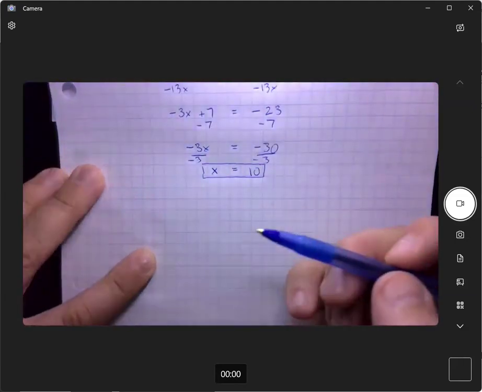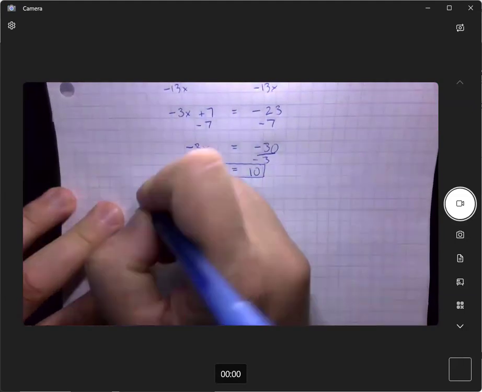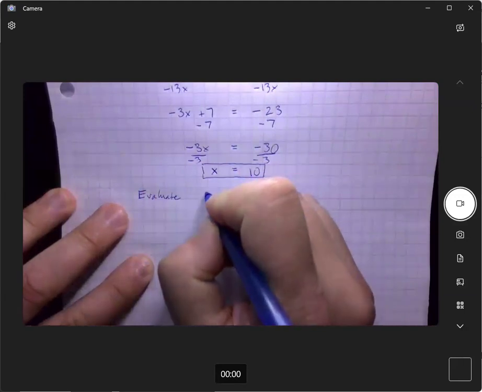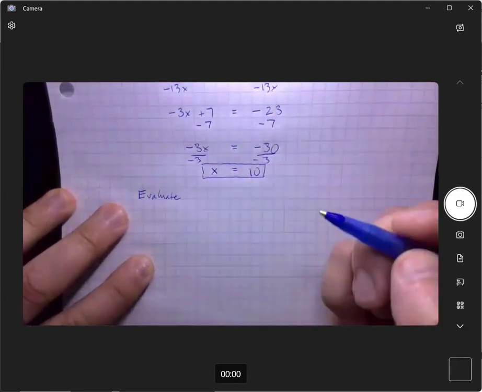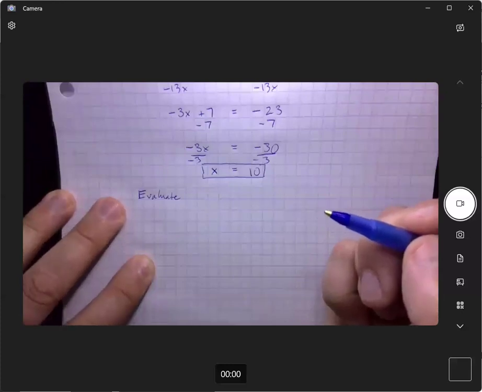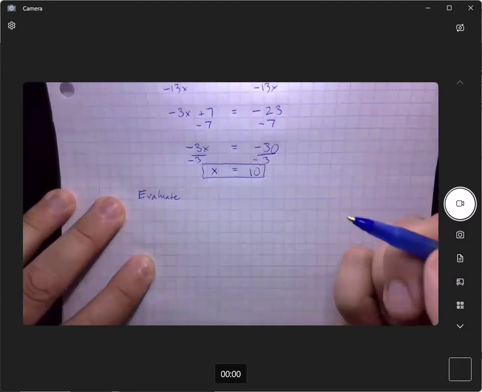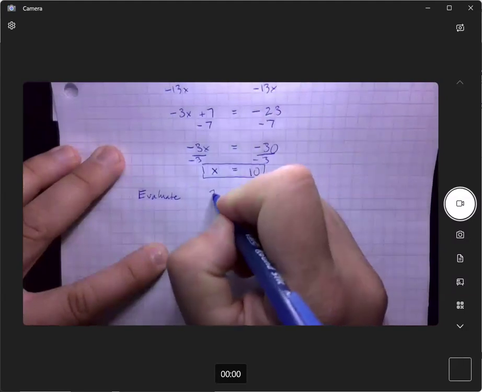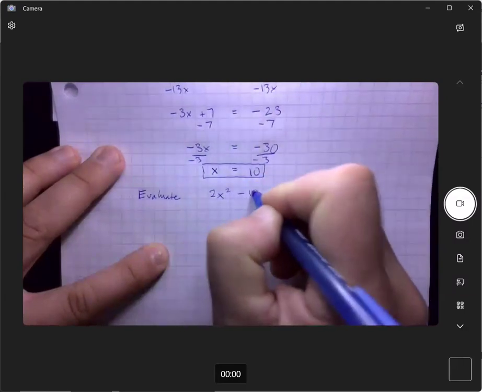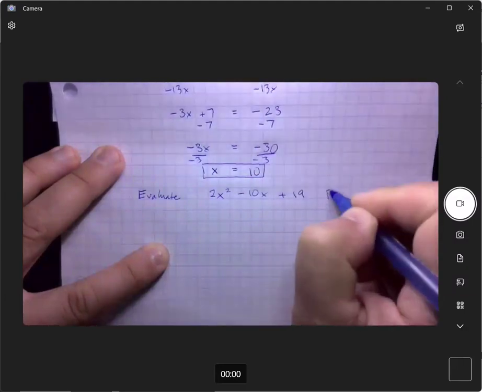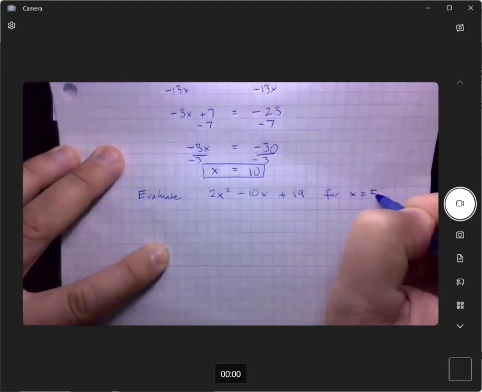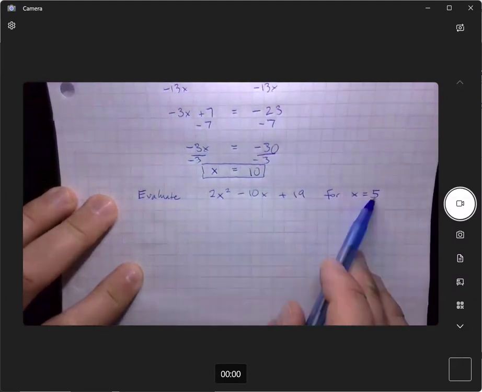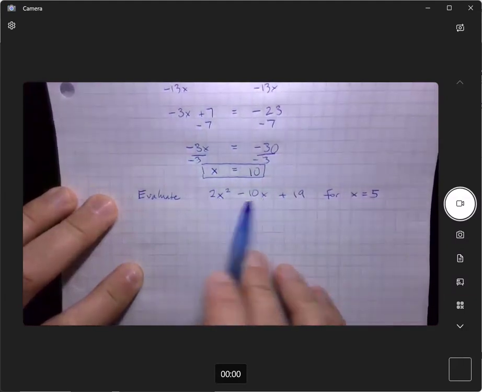The next sort of mathematical operations we might do are evaluating. So we might want to evaluate, let's see. And I understand some of the operations that we're going to be doing, you may have not seen yet. Well, we will be studying them later. This is really just to show you how to organize your mathematical work. So evaluate 2x squared minus 10x plus 19 for x equals 5. And what that means is you take x equals 5 and you put 5 in every time you see an x.